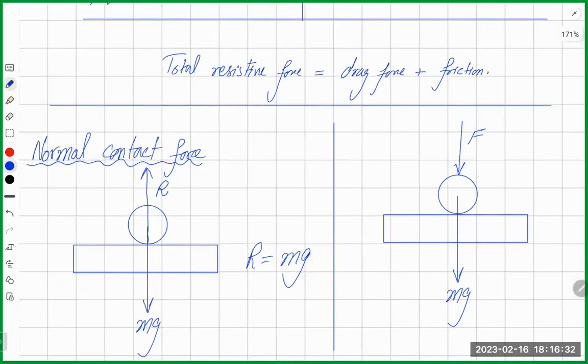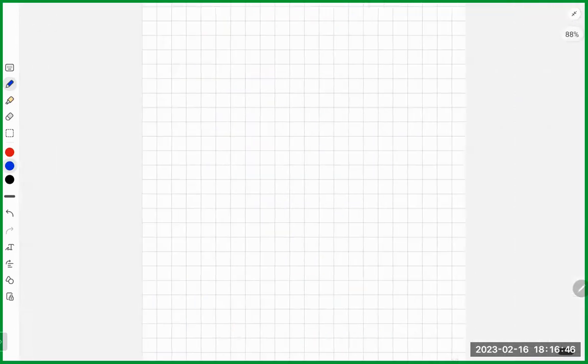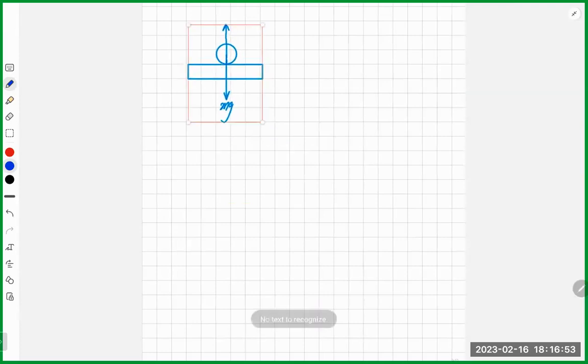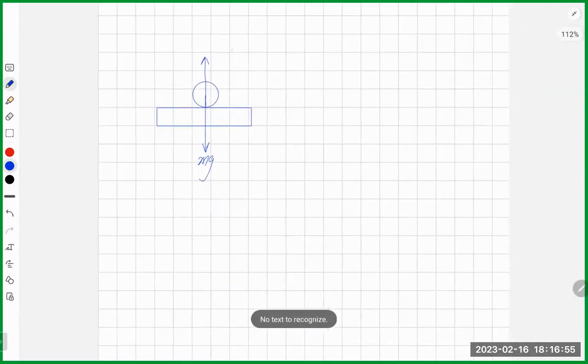Now, if you pay attention, you will think that force is trying to push the object into the surface. So that is why the reaction force in this case will be mg plus F. Similarly, if there is a force acting in the opposite direction, for example, this is the case, and the force is acting upward, in this case, the normal contact force will be mg minus F.